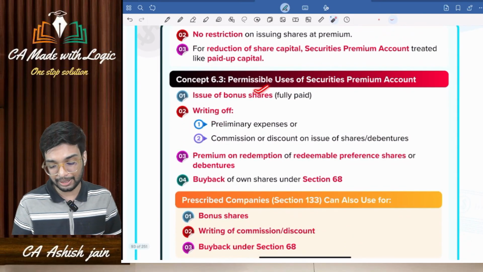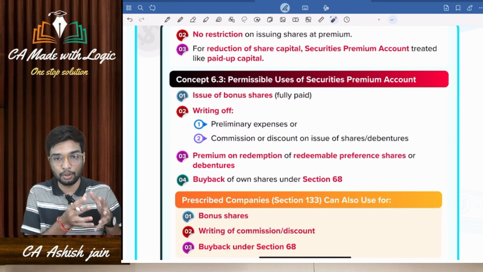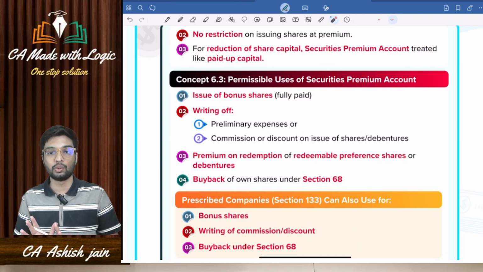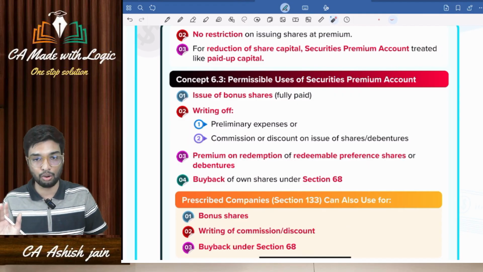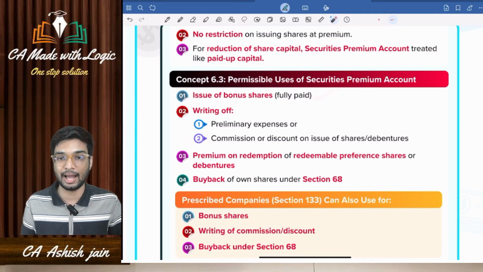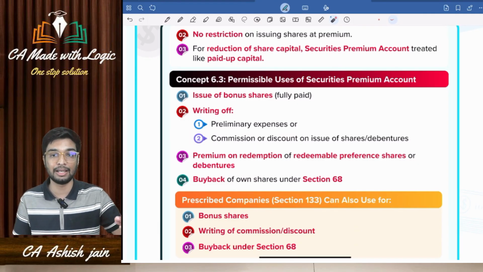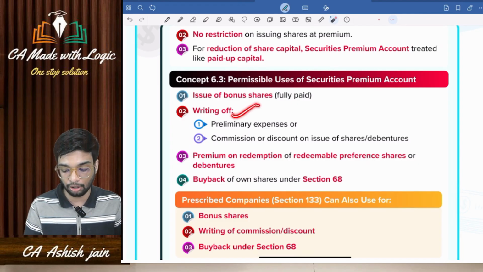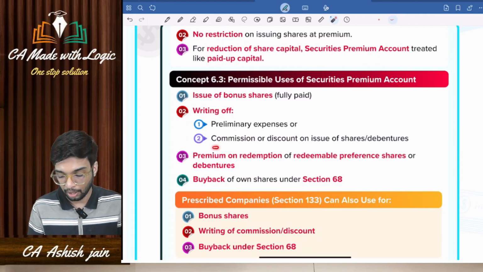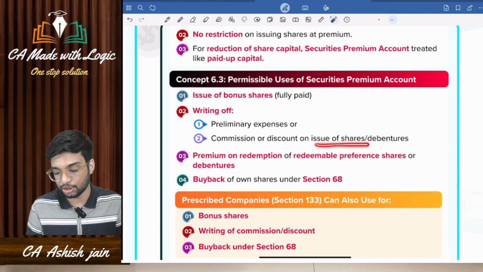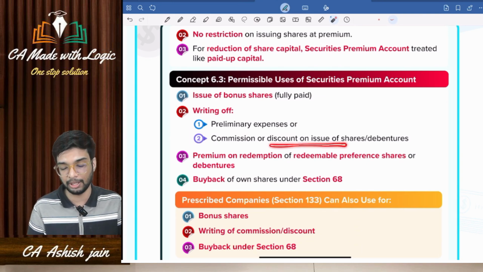Then comes permissible use of the securities premium account. This talks about the purposes for which you can utilize the securities premium balances. You can utilize the balance left in the securities premium account for the issue of fully paid bonus shares. Then you can write off preliminary expenses, which are nothing but incorporation expenses. Then you can write off commission or discount on the issue of shares or debentures. Sir, you told that shares cannot be issued at a discount, then why is this point over here?